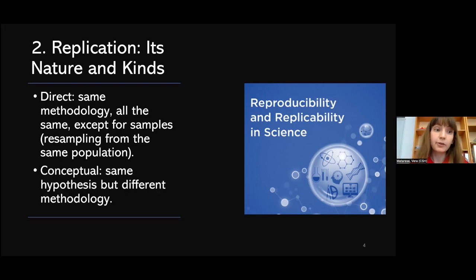Then the second category is, as I said, conceptual replication. And basically, conceptual replication studies or experiments test the very same hypothesis as the original experiment, but they do so in a different way, and so with a very different methodology.